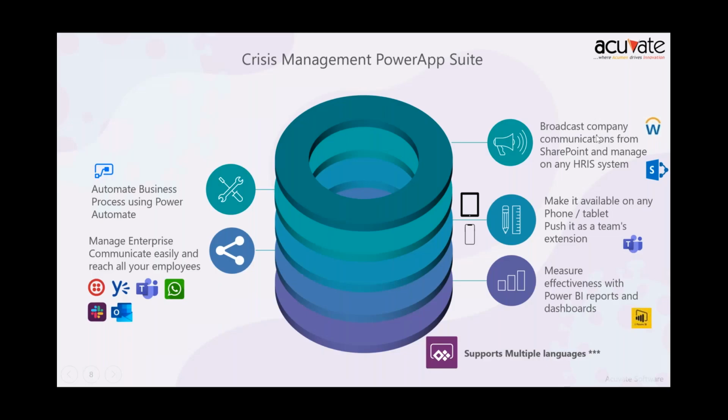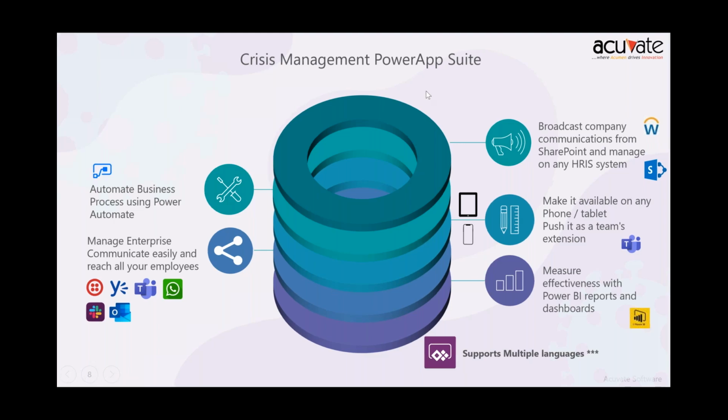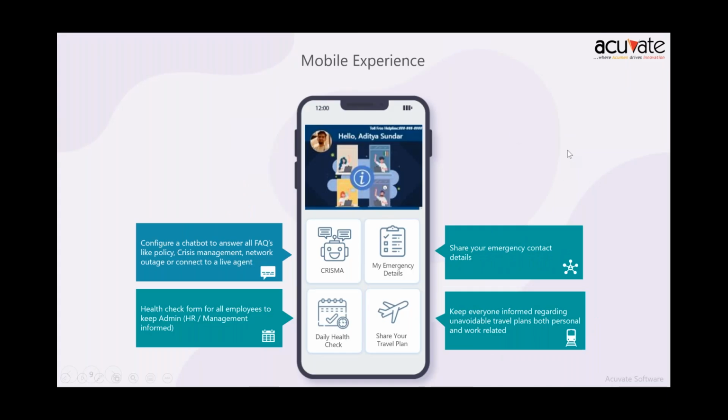So with that, what I would like to do is very quickly showcase to you what we have as a part of AccuSafe, which is essentially the crisis management suite of applications. If we go to the next slide, this is just a quick preview to showcase how an employee's end user experience of this application looks like. And there are various features here, for example, emergency details, travel plan. There's also an AI-powered chatbot called Chrisma, which is able to answer all kinds of questions related to various policies as well as related to COVID. Next slide, please.